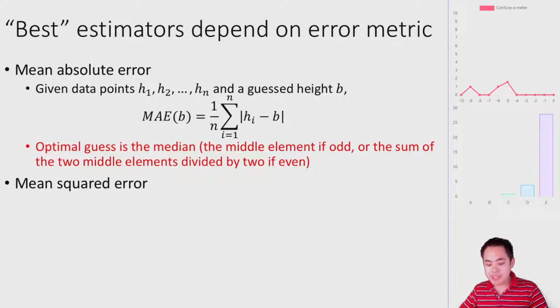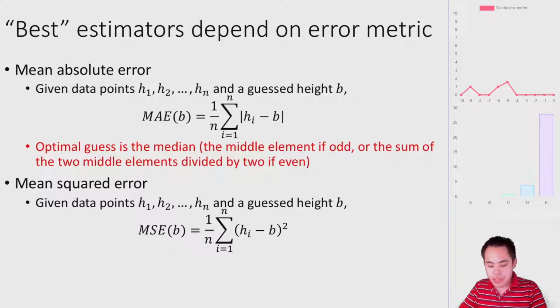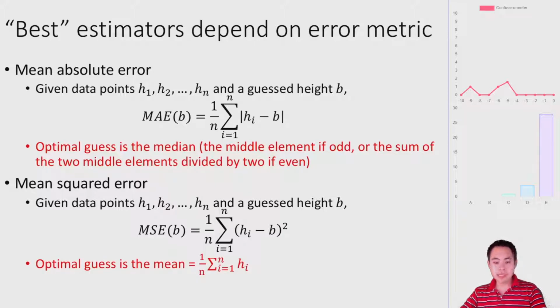And similarly, for mean squared error, which is another common error type, what we're saying is that given data points h1 through hn and a guessed height b, we're taking the difference and squaring it, and then adding them all together and dividing by n. And it turns out that in this case, the optimal guess is the mean, 1 over n times the average of all the different elements. Does anyone have any questions so far?